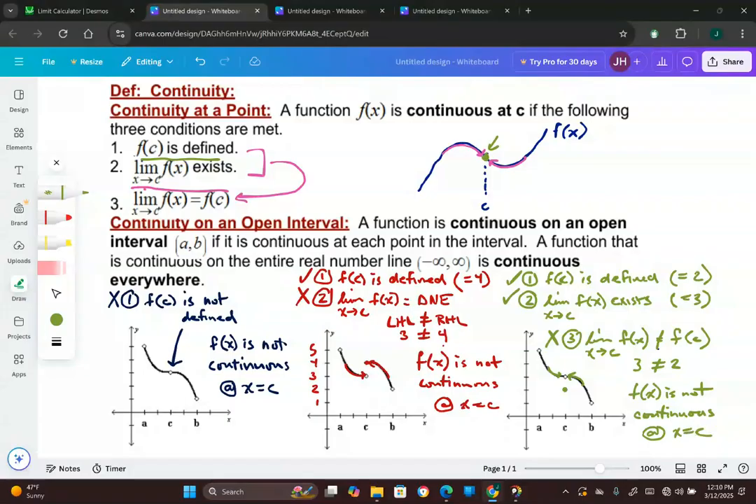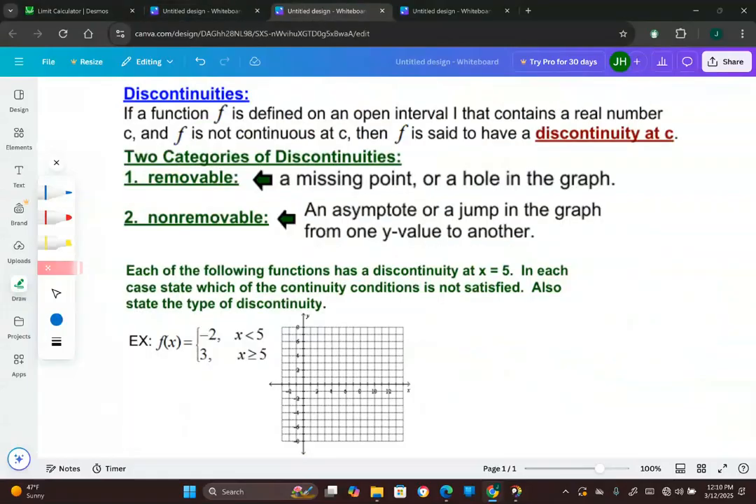Now, once we decide that there are discontinuities, we have to decide what kind of discontinuities they are. And what is a discontinuity? If you have a function f of x on some open interval that contains that value of c, in other words, just figure an open interval somewhere around c, and f of x is not continuous at c, you have a discontinuity at c. And there are two types of discontinuities that we actually talk about.